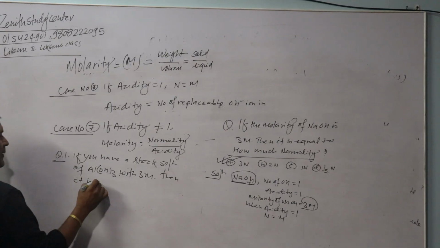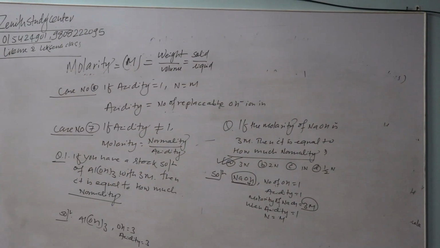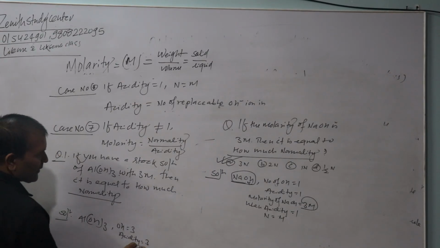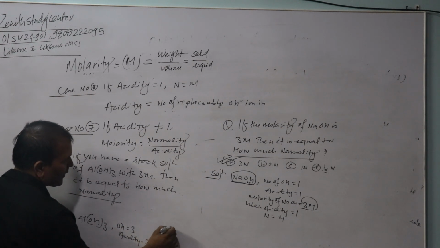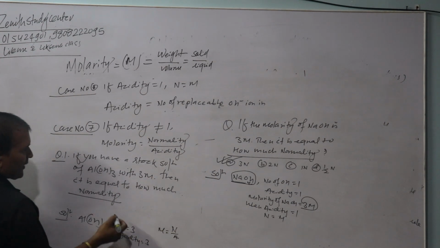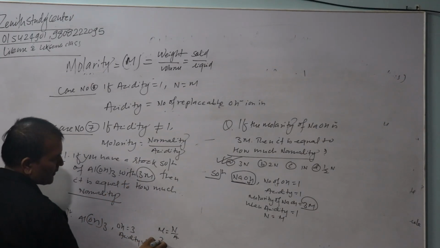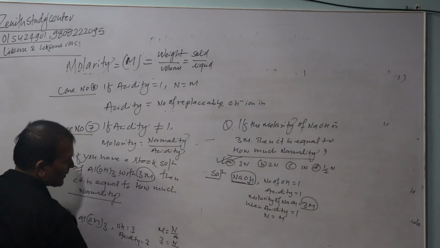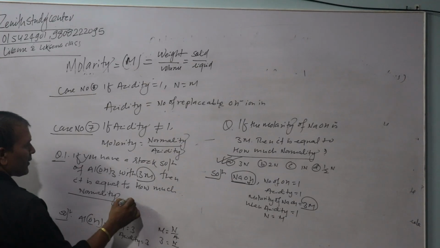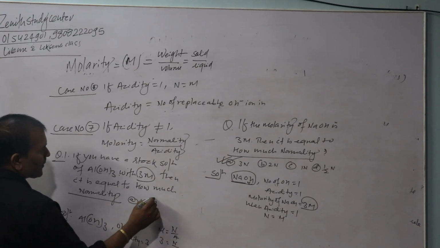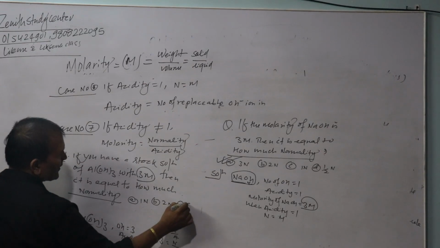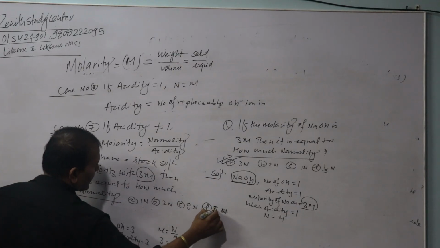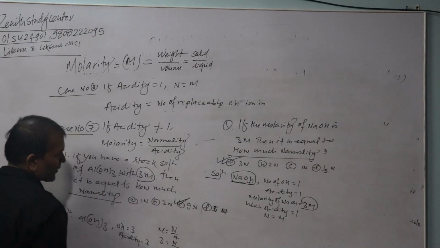it is equal to... so we use the formula, acidity not equal to 1, molarity is equal to N by A. What is the molarity? Given 3. What is the acidity? 3. So what is the normality? 3 into 3, 9. Options: A, 1 normal, B, 2 normal, C, 9 normal, D, 5 normal. So we can take 9 normal.